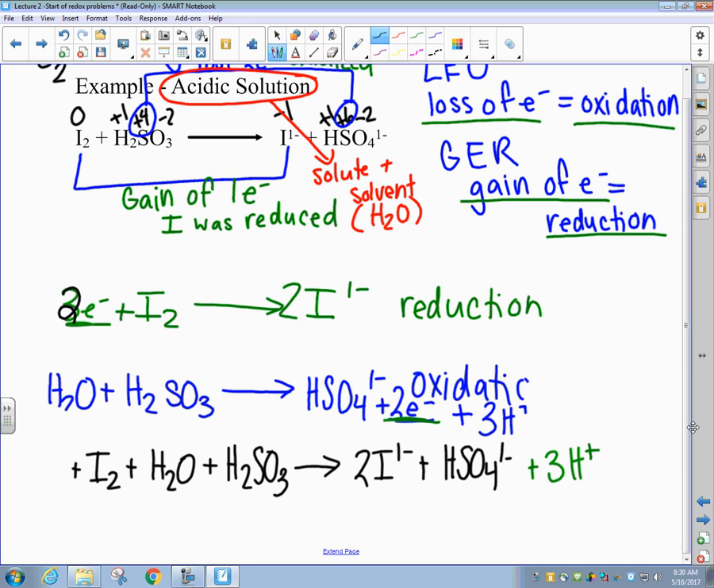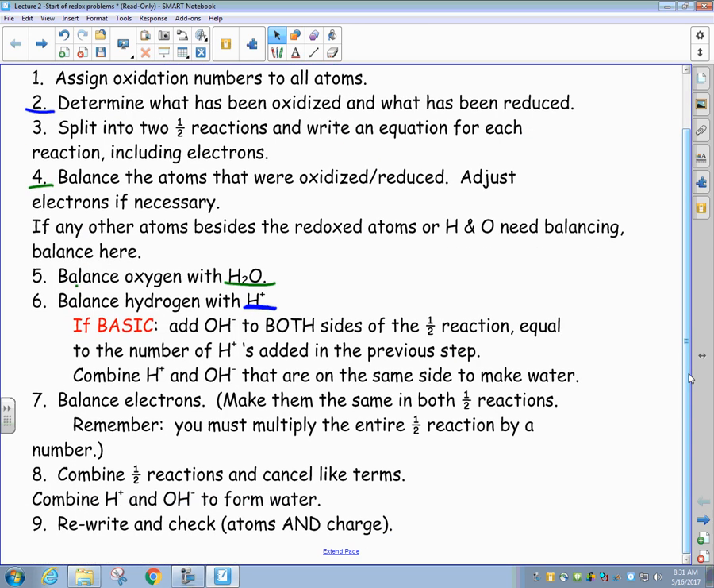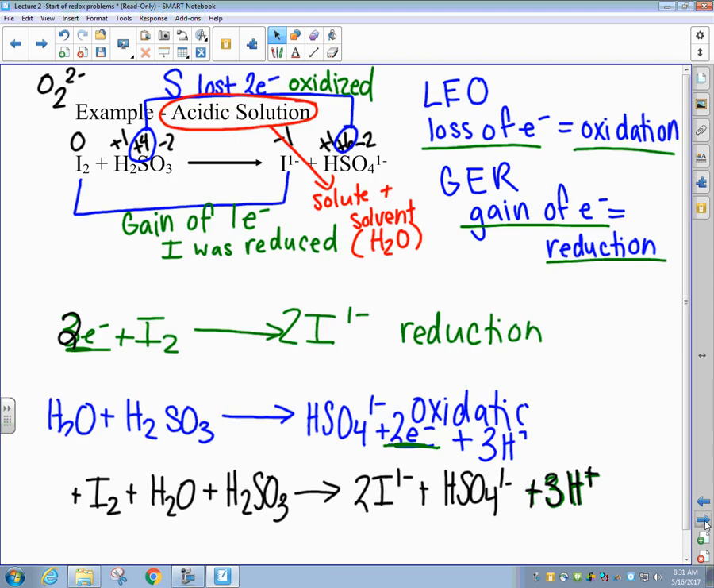In order to determine that this is correct, we now need to do our last step, which is to rewrite and check atoms and charge, step number 9. So if we take a look at this, if I am checking my atoms, I've got 2 on the left for iodine, 2 on the right for iodine. I've got 2 hydrogen plus 2, which is 4. On the right, I have 1 plus 3, which is 4. I have 1 plus 3 oxygen, which is 4, and I have 4 oxygen on the right. For my sulfur, I have 1 on the left and 1 on the right. So our number of atoms is equal.